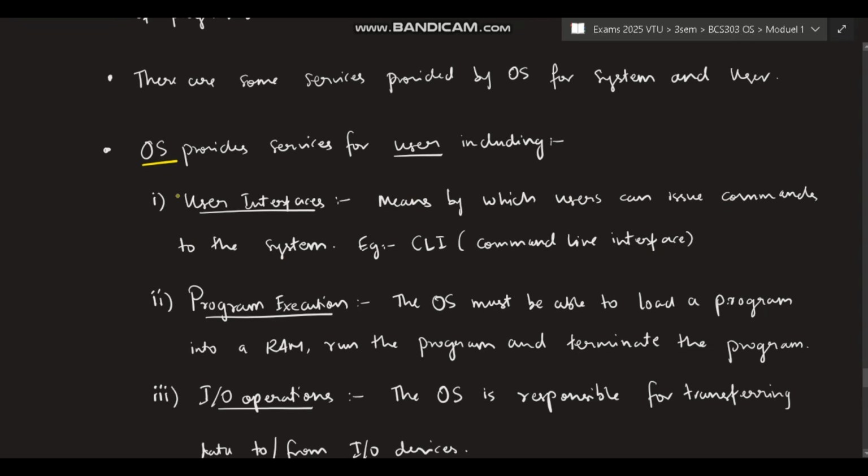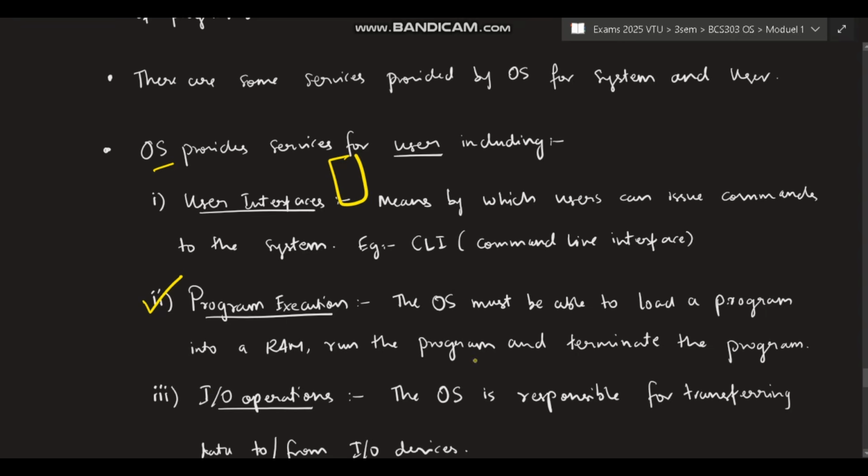Why is it provided? So that the user can give commands and the system can perform those commands. But in between that, we should have a translator or an agent. That agent is the CLI, or command prompt. So that will give commands and the commands will be taken from here, and this setup is done by OS.